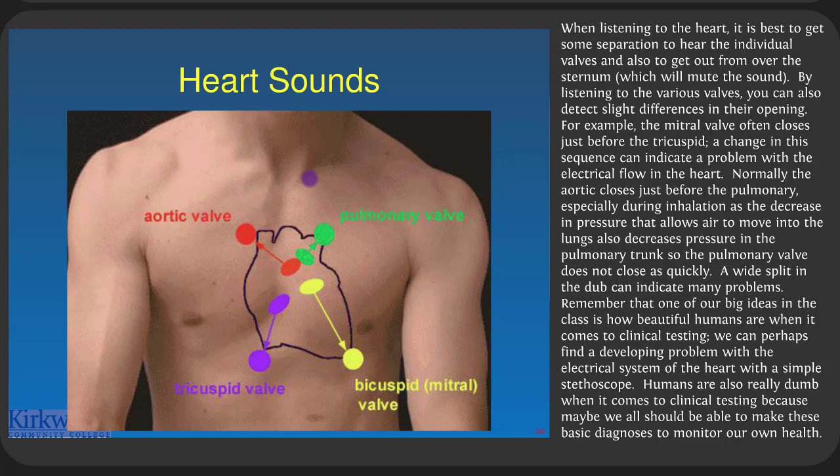Normally, the aortic valve closes just before the pulmonary, especially during inhalation, as the decrease in pressure that allows air to flow into the lung also decreases pressure in the pulmonary trunk, so the pulmonary valve does not close as quickly. So if there's less pressure in the pulmonary trunk because there's less pressure in the air around it, the valve is not going to close as quickly. So a wide split in the dub can indicate a lot of problems.